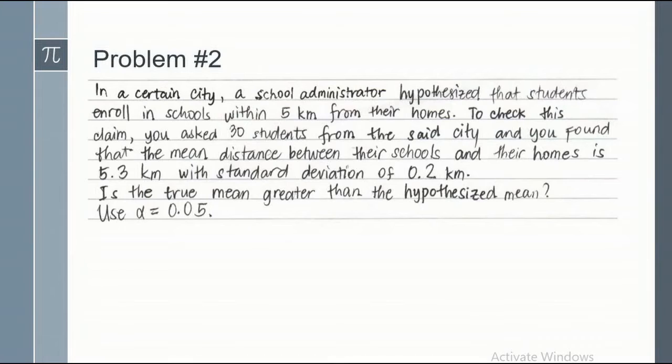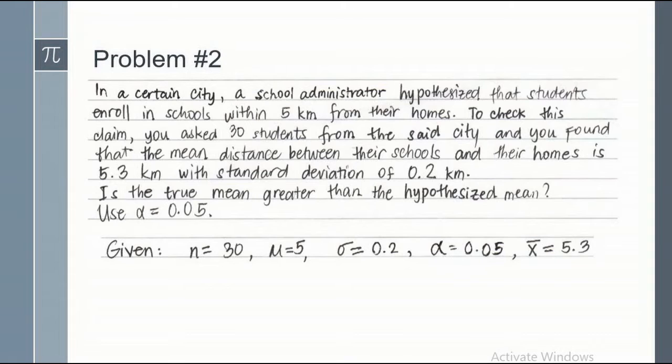Problem number 2. In a certain city, a school administrator hypothesized that students enroll in schools within 5 kilometers from their homes. To check this claim, you asked 30 students from the said city, and you found that the mean distance between their schools and their homes is 5.3 kilometers with standard deviation of 0.2 kilometers. Is the true mean greater than the hypothesized mean? Use alpha is equal to 0.05.